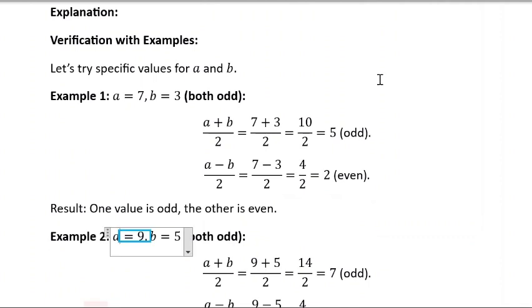a equals 9, b equals 5, both odd. Numerator a plus b, over 2 equals numerator 9 plus 5, over 2 equals 14 halves, which equals 7, an odd number.